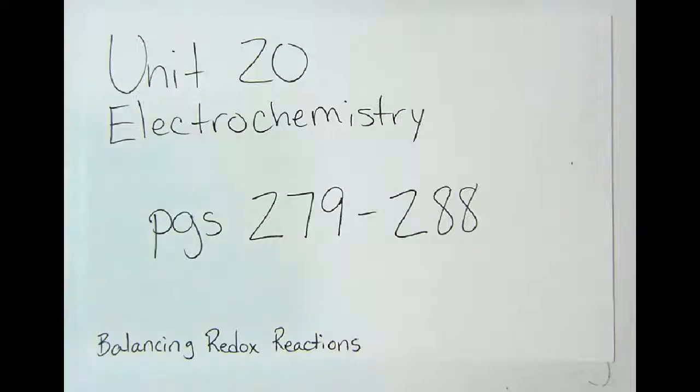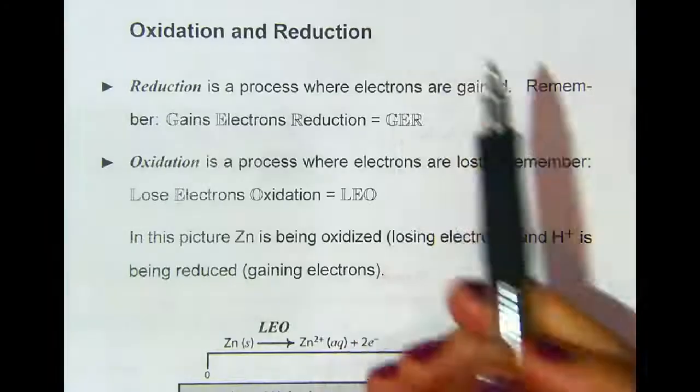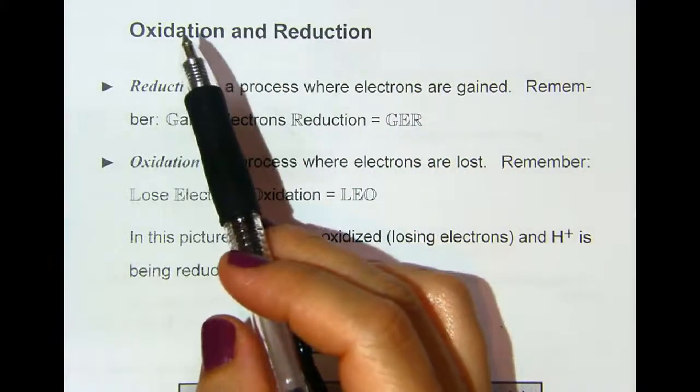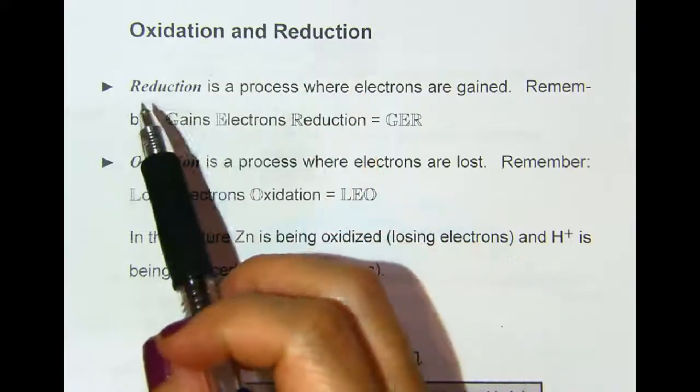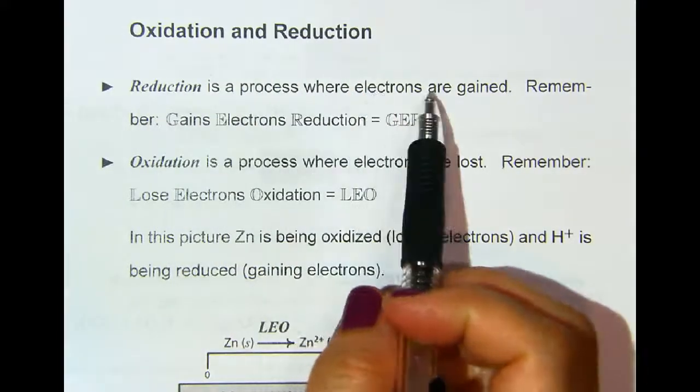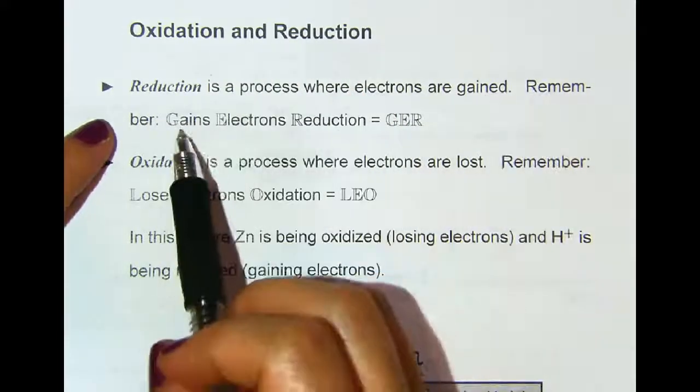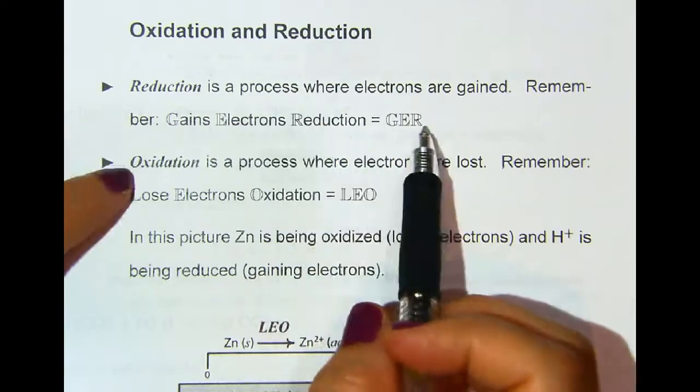Unit 20, Electrochem, pages 279 to 288, and we are going to focus on balancing redox reactions. So there's two parts to a redox reaction, the oxidation part of the process and the reduction part of the process. Reduction is a process where electrons are gained. So remember, gain electrons, reduction equals GR.